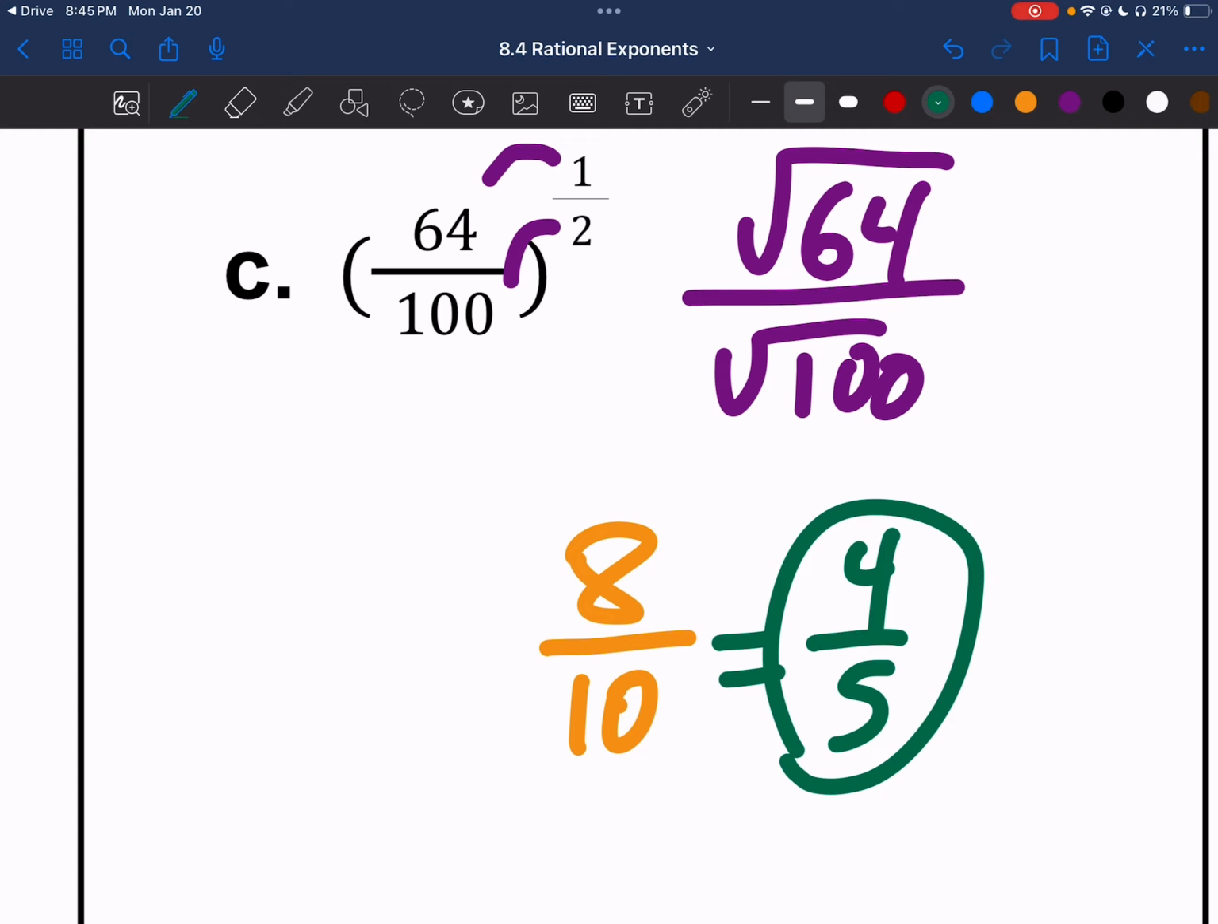Now, could you have simplified this beforehand? Sure, you could have. You would have gotten 16 over 25 if you divide both of them by 4. 16 over 25. Square root of 16 is 4. Square root of 25 is 5. 4 over 5. Doesn't change things. I went with it as is just because I recognize it as a perfect square.